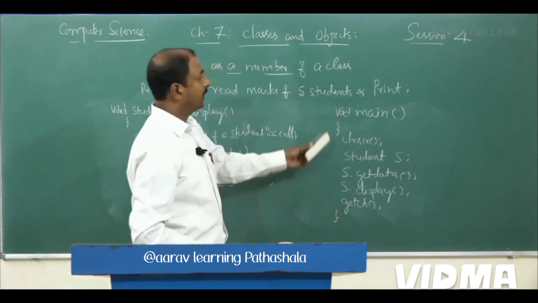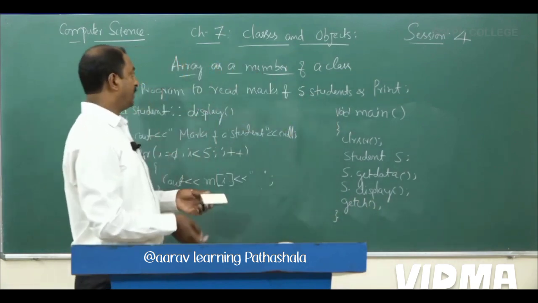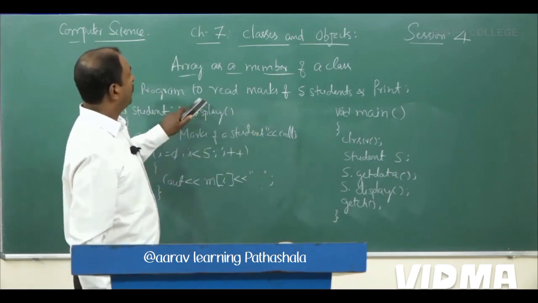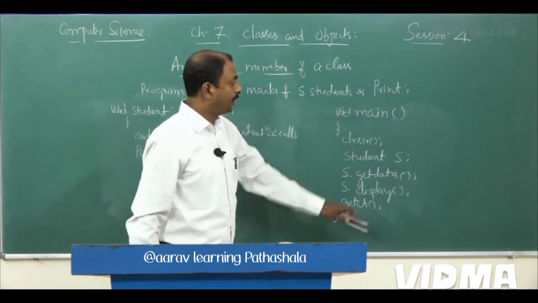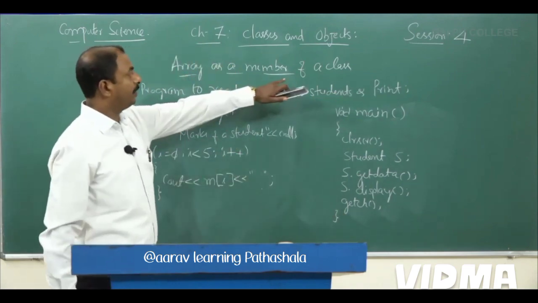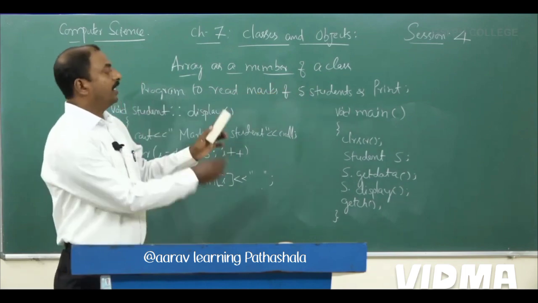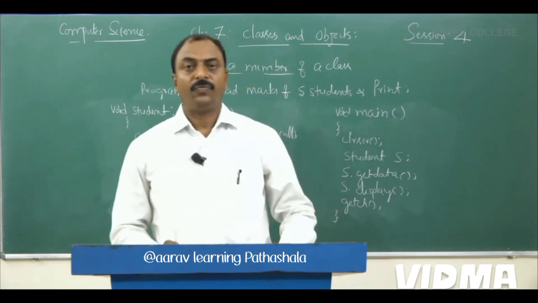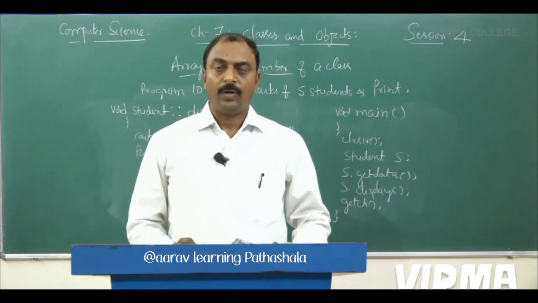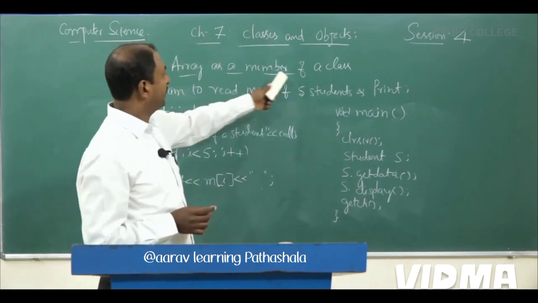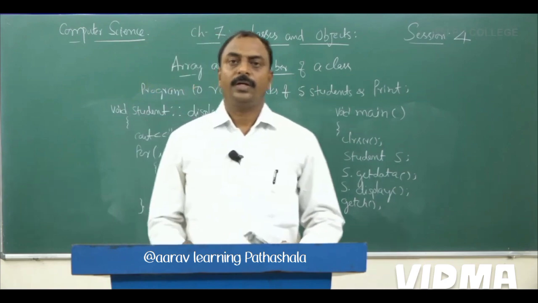So student, this is a complete program to work with an array. It is an array program, and it is to read marks of 5 students and print the same. And this is also an example for an array as a member of a class. Observe this. Inside the class, under the private data access specifier, we have defined an array M of 5. So this is an example for an array as a member of a class.